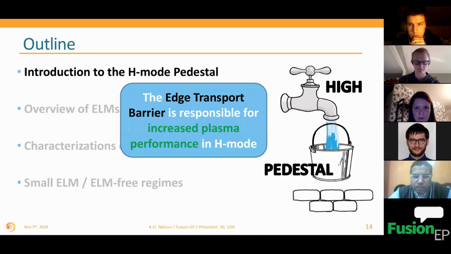So, a quick summary of that introduction. The edge transport barrier that we talked about before that is responsible for H-mode is formed by a pedestal, and it is responsible for the increased performance that we see in H-mode. If we look at our diagram here, in H-mode, we have the faucet going on a lot. We have this bifurcation, this bucket, which is representative of the pedestal, that is forming some sort of transport barrier to keep the hot plasma from hitting our machine walls.